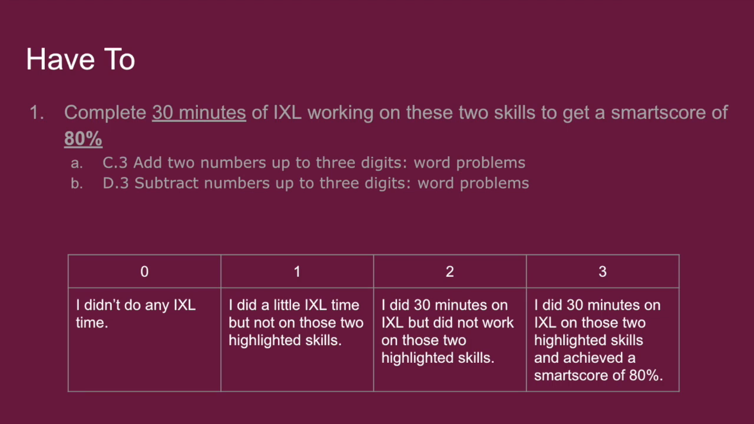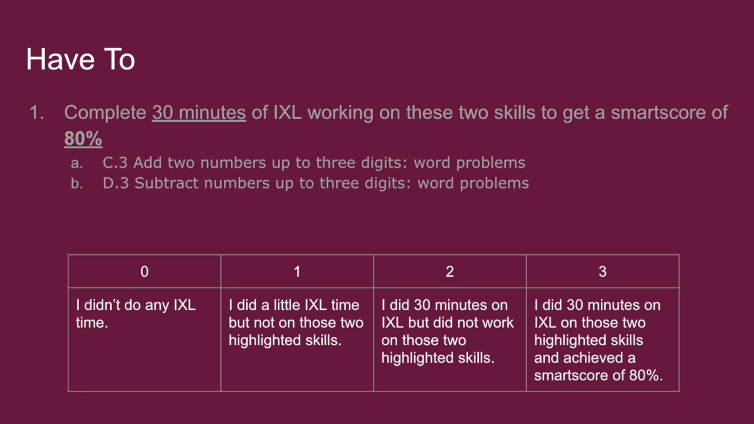For your have-to today, you're working on the skill of adding and subtracting 3-digit numbers on IXL. So just like we have done in the past, you are going to go on IXL and you're going to make sure you have a scrap piece of paper next to you to be able to show your work and check what you're doing. So your have-to today is you're going to complete 30 minutes of IXL working on these two skills to get a SMART score of 80%.